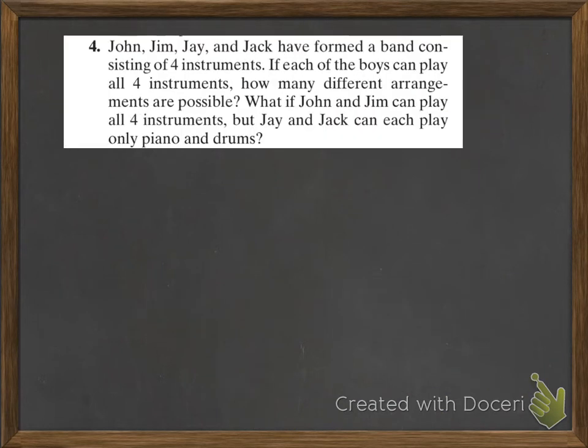All right, last one for this video. John, Jim, Jay, and Jack have formed a band consisting of 4 instruments. If each of the boys can play all 4 instruments, how many different arrangements are possible?